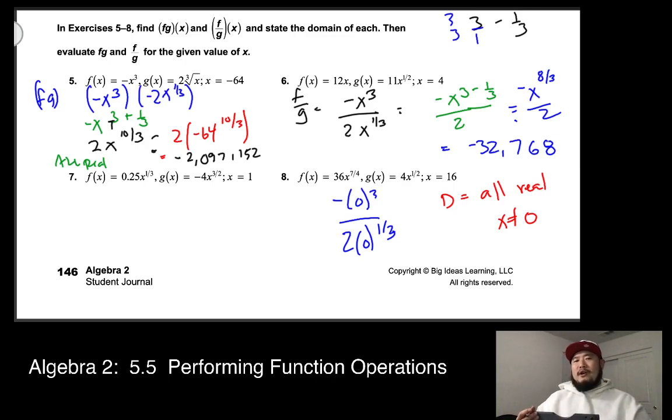There is a reason why your computer or your calculator may say error, or domain error or something like that, because of that exact reason. All right, so you have a pretty good idea now of multiplying, dividing, adding, and subtracting functions. And there is 5.5.